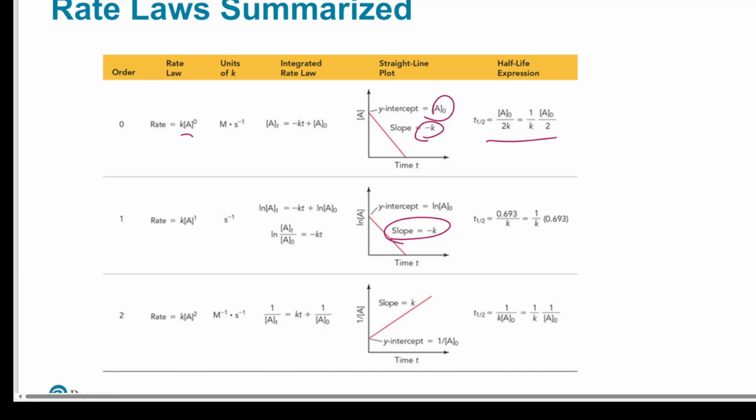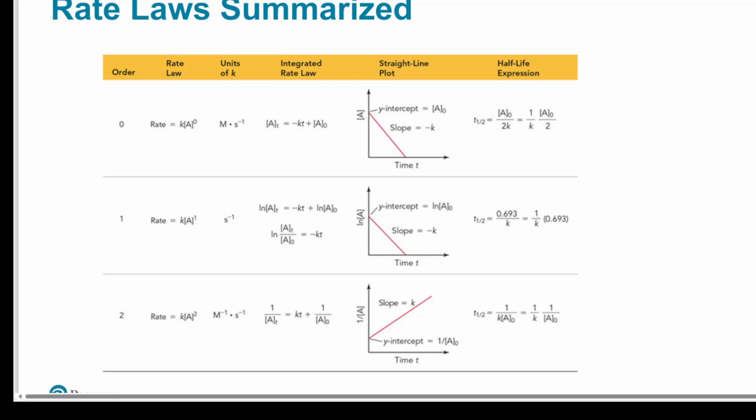For a second-order reaction, we have rate equal to k times A squared. Our units are molar to the minus 1, seconds to the minus 1, and the integrated rate law is 1 over A at time t equal to kt plus 1 over A0. Our slope is equal to k, and our y-intercept is 1 over A0. Our half-life for a second-order reaction is equal to 1 over k times 1 over A0.